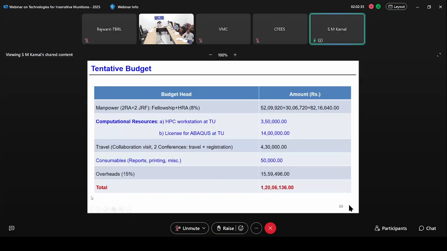So this is the tentative budget we have considered. As you know, this work proposal involves high-level modeling, so we need skilled manpower. We are considering 2 RAs with PhDs and 2 JRFs with MTech or BTech. So the maximum fund goes there, 82.17 lakhs. And then we are also keeping some fund for computational resources, and it's coming out to be 1.2 crore approximately. But this is again tentative. It is not the final budget.